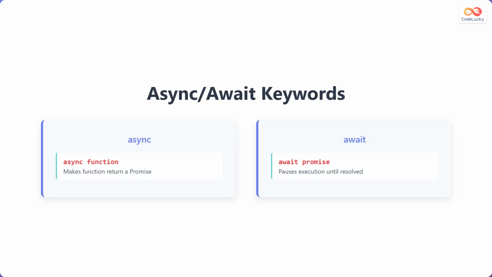Async/await introduces two keywords to improve asynchronous JavaScript: async and await. The async keyword is used to declare a function as asynchronous. This means the function will implicitly return a promise. The await keyword is used inside an async function to pause the execution until the promise is resolved.